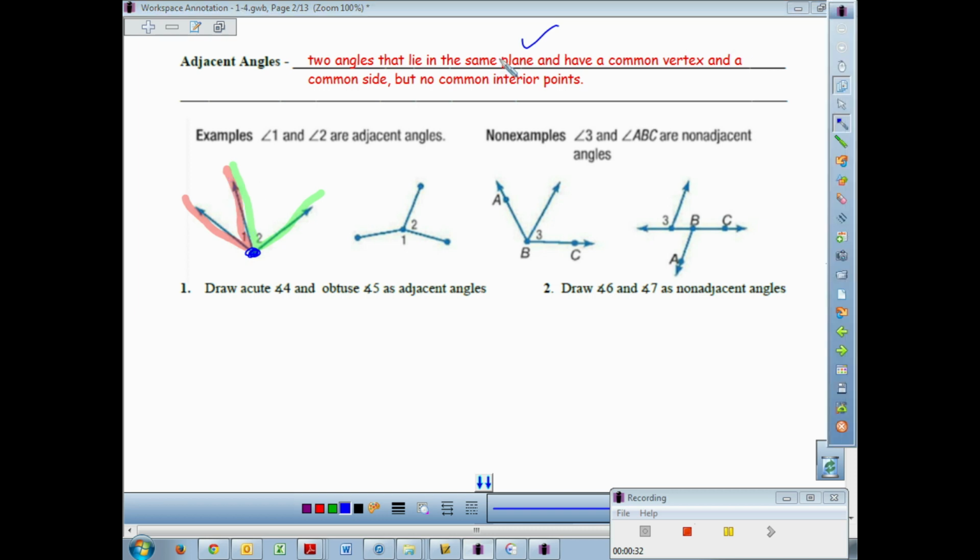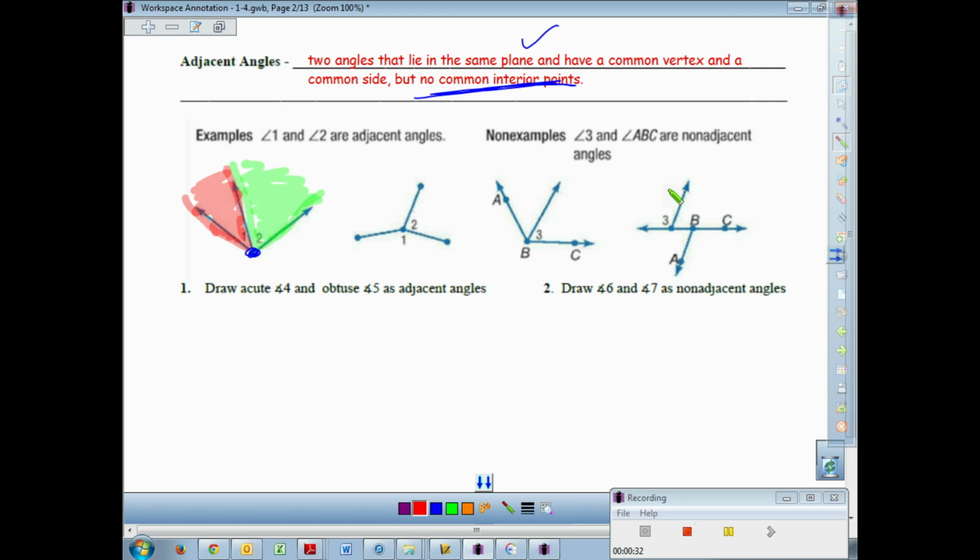Then this is the tricky part. There's no common interior points, meaning if I shaded the green one in, isn't this all the interior of the green one? And all the red one, if I shade that in, did I ever highlight red on top of green in those interiors? Yes or no? I did not. Okay? Now let's go to an example to where they're not adjacent angles.